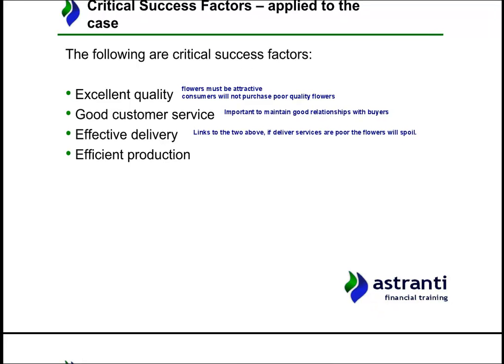And finally, we have efficient production. So this is all to do with the operations of actually planting the flowers, growing the flowers, nurturing the flowers, and picking the flowers. Now this is important for two reasons. One, that obviously the flowers have to be picked at just the right time in order to have the best possible plant to transport, and also due to the fluctuations in demand at certain times, the plants need to be grown and nurtured at the right time so that they're ready at the right time.